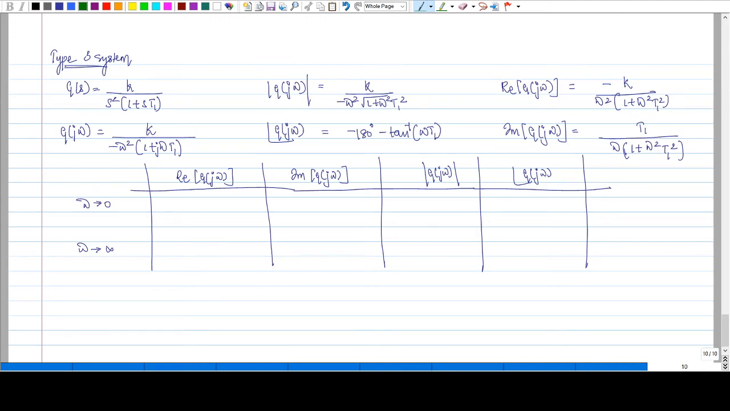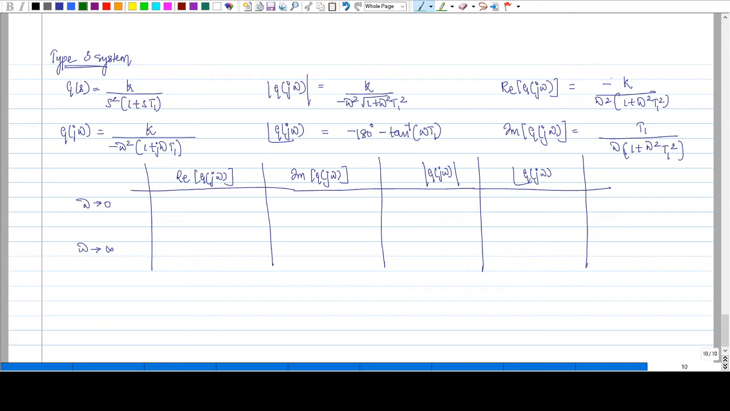Next, we will start with the type 3 system. I have considered a second order type 3 system. So with this, the function is K divided by s squared (1 + sT1). G(jω) will be K divided by minus ω squared (1 + jωT1). The magnitude is K divided by ω squared square root of (1 + ω squared T1 squared). The angle is minus 180 degrees minus tan inverse ωT1.